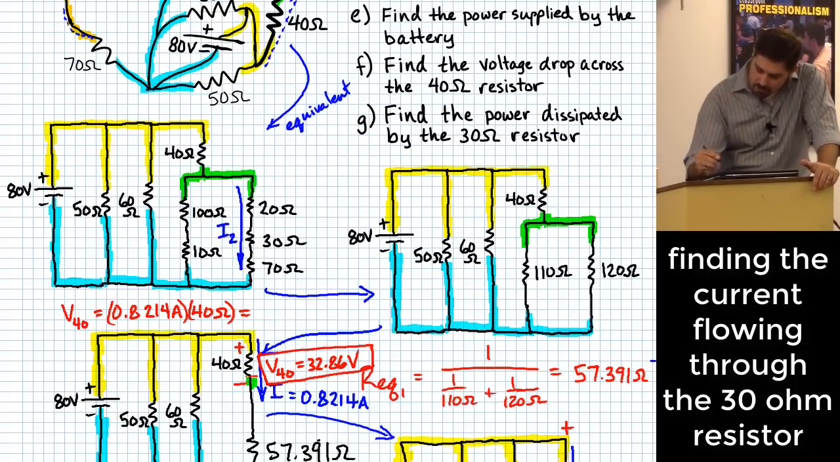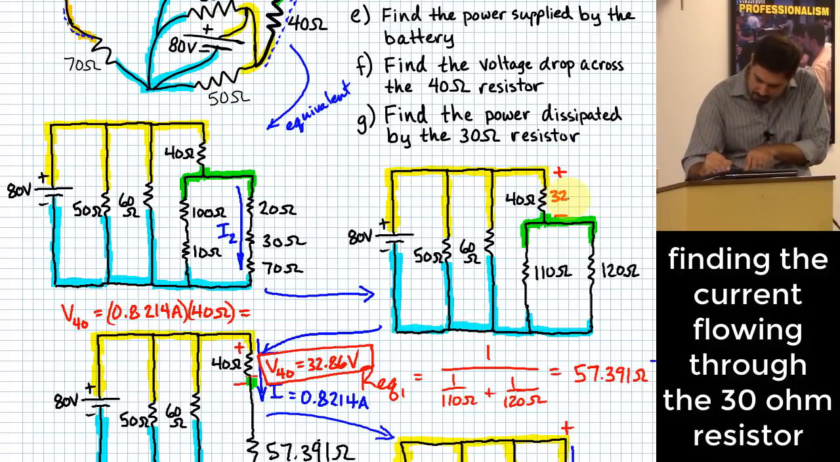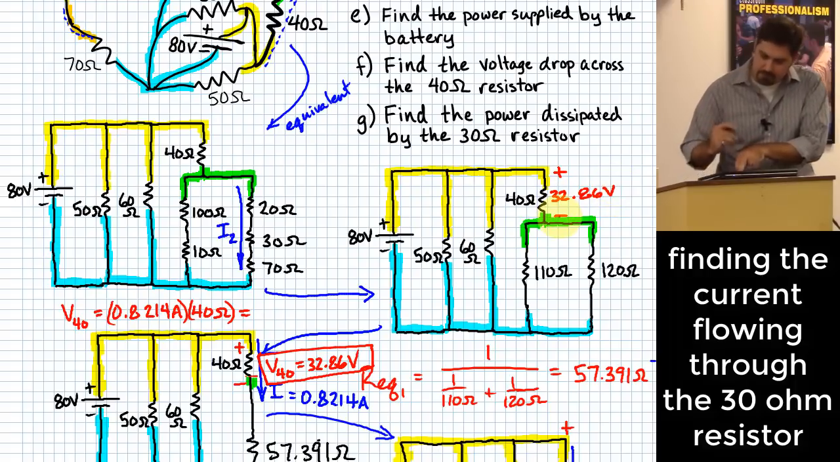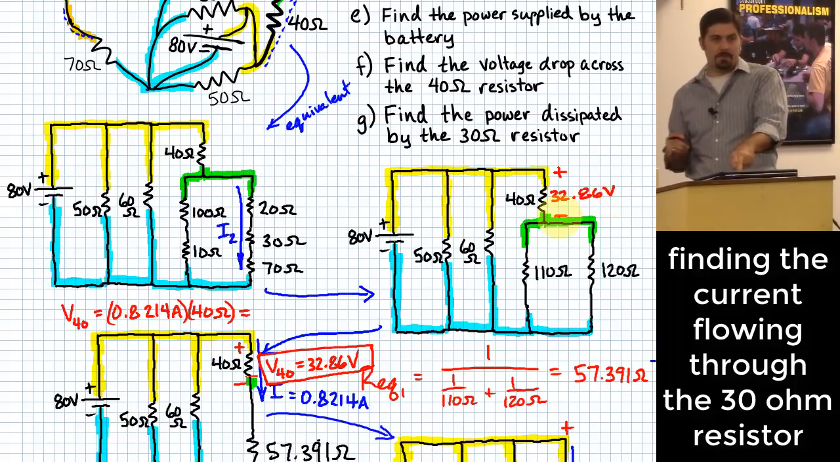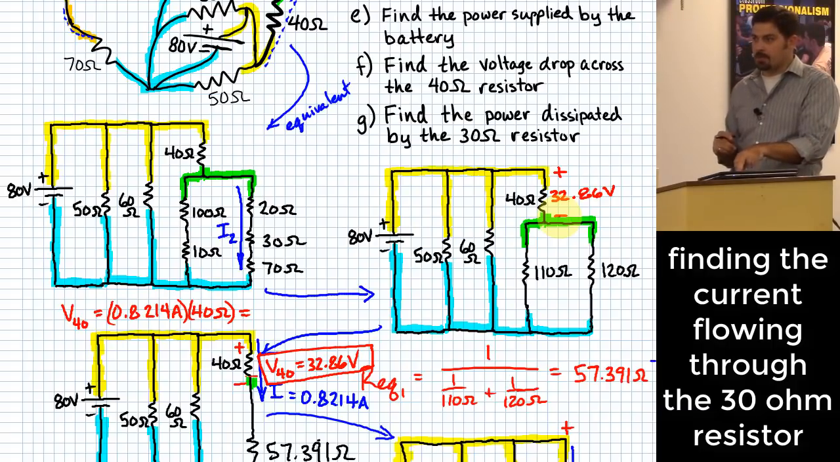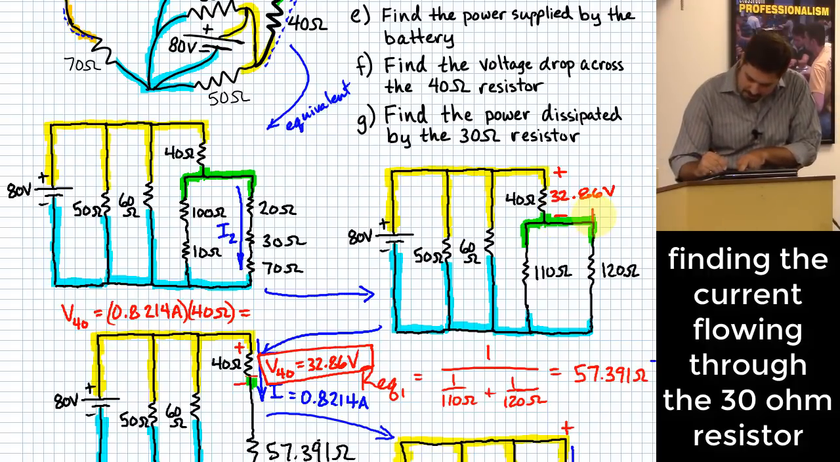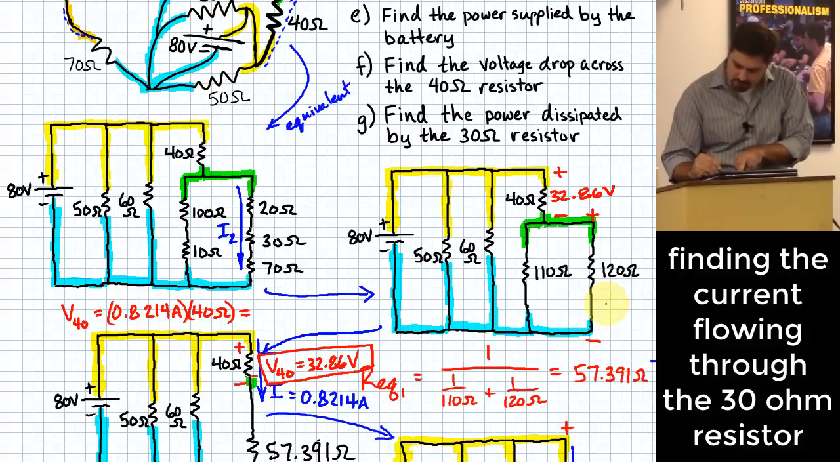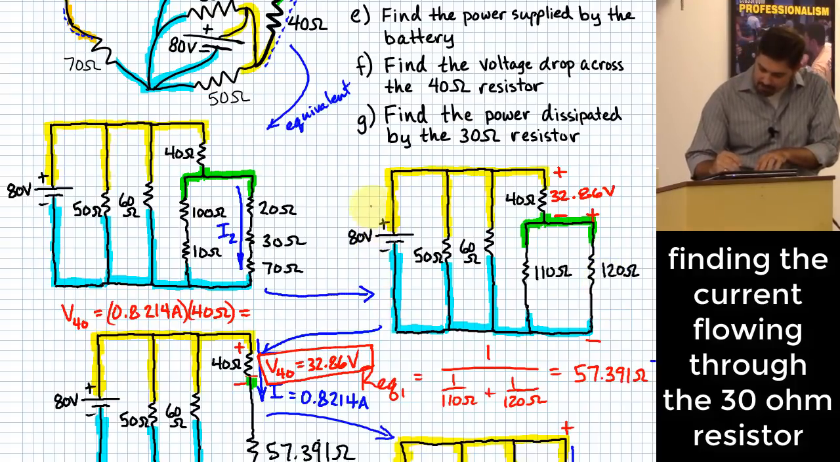Here's what we can do. We know that from here to here, we had a 32.86 volt drop going across that 40 ohm resistor. Do you agree with that? That was our last step. Well, what does that mean for how much voltage drops across this 120 ohm equivalent resistance right here? There's a loop that we're identifying right there. It goes from 80 through this 32.86 and then through the 120 back to 80.